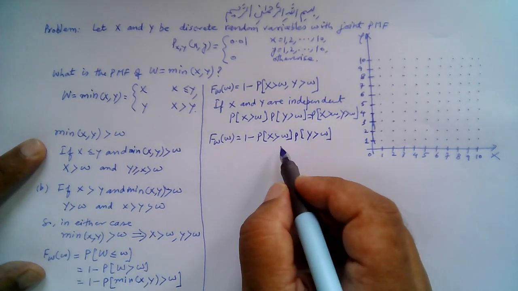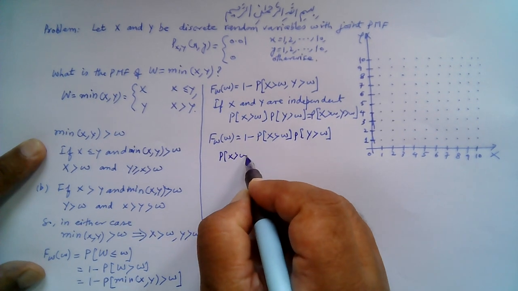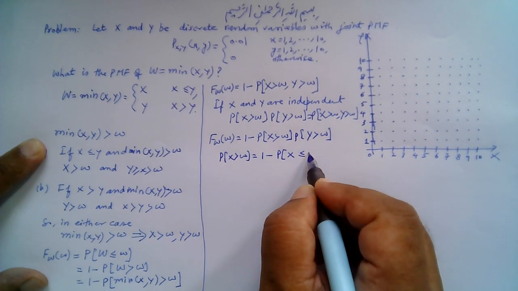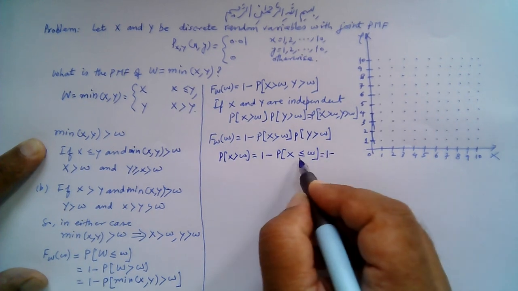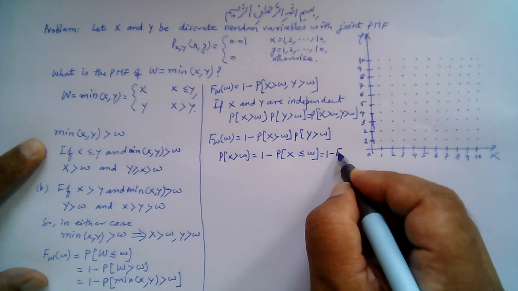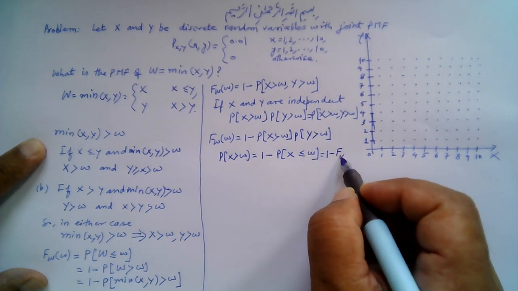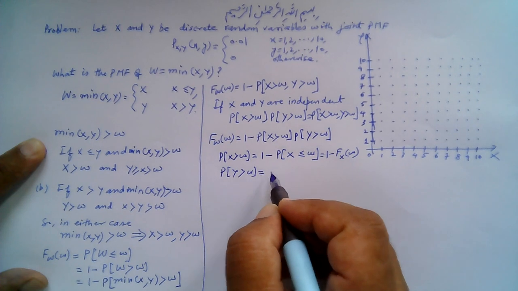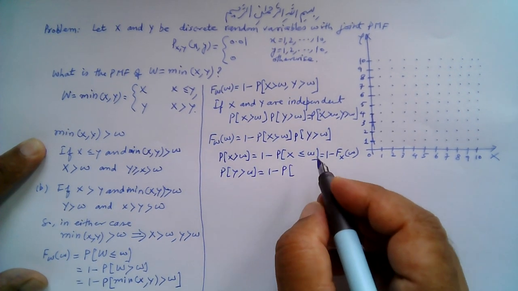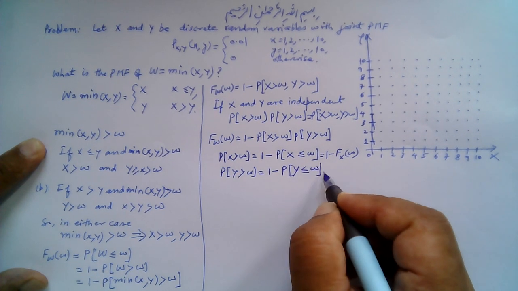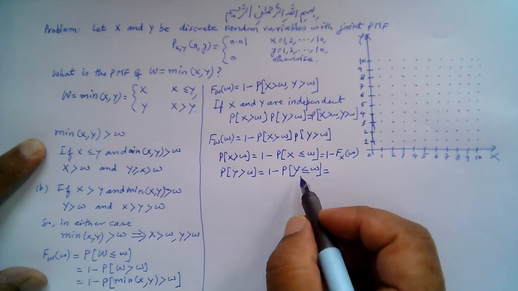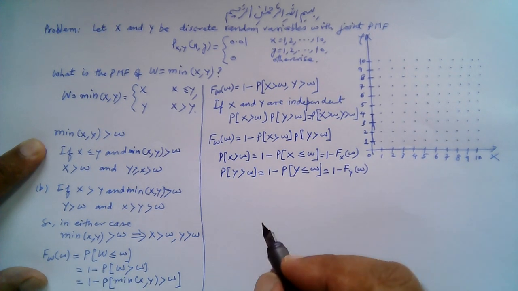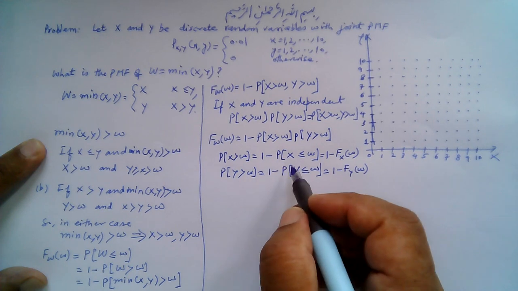So we can write this here like this: 1 minus Fw of W is equal to the probability that X is greater than W times the probability that Y is greater than W. And we also know that the probability that X is greater than W is equal to 1 minus the probability that X is less than or equal to W, and this is the CDF of X evaluated at W. And the probability that Y is greater than W is given by 1 minus the probability that Y is less than or equal to W, and this is the CDF of Y evaluated at W, 1 minus Fy at W. So we can substitute these relationships in this equation.